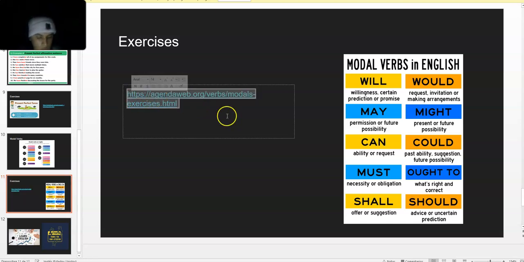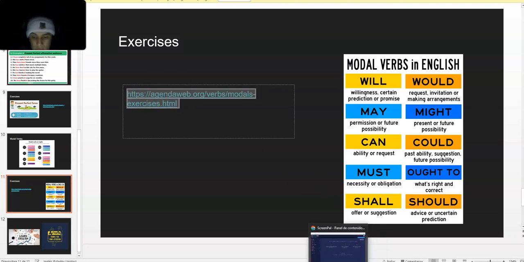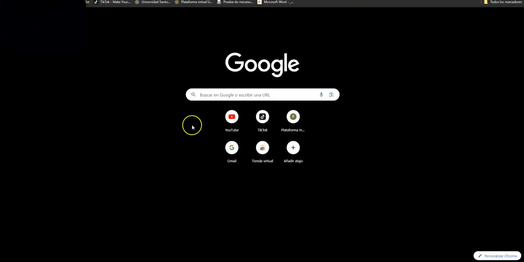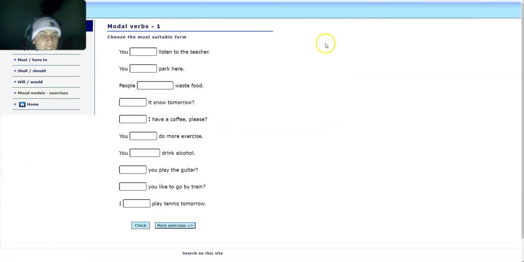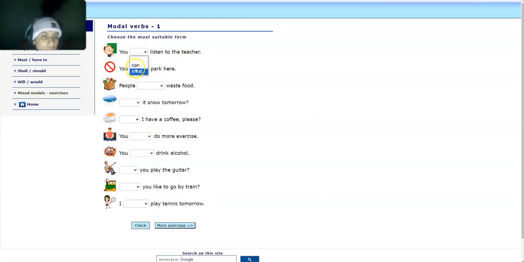And that is the one exercise that you can do for this time, and it's similar to the one before. For example, "You must listen to the teacher", and you have to do the same. And for example, this is correct because the word is in black, and send this exercise to my email.